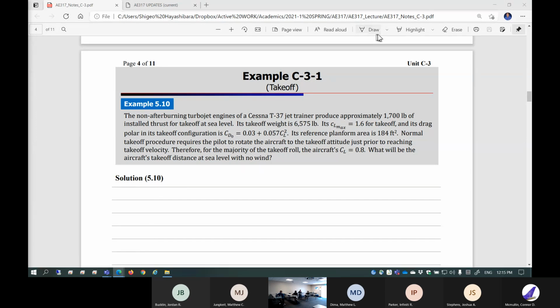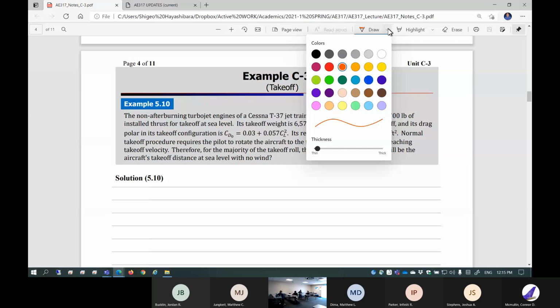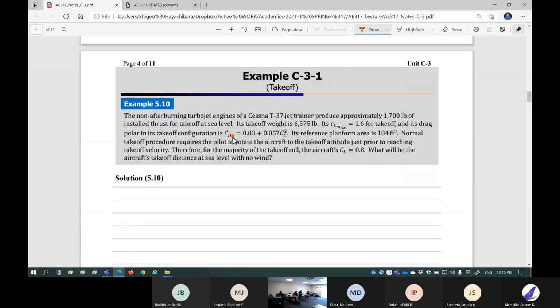And its drag polar in the takeoff configuration is given as 0.03 plus... sorry about that. What am I saying? This is CD0. This whole thing is CDi, and CDi is equal to K times CL squared. Sorry about that, there's a typographic error. Please fix it. So this is CD, not CD0. CD is 0.03 plus 0.057 CL squared. So K is 0.057. Its reference planform area is 184 feet squared.